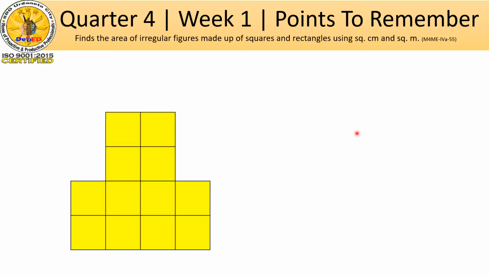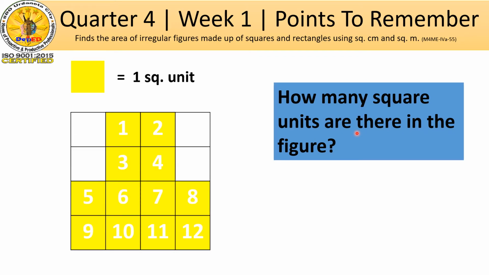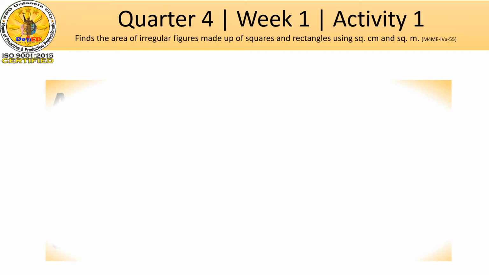Another example, take a look at this figure or irregular shape. One unit is equal to 1 square unit. How many square units are there in the figure? Just looking at the screen, it has 12 square units, because one box is equal to 1 square unit. So we just count the number of square units in order to determine the area of this figure.